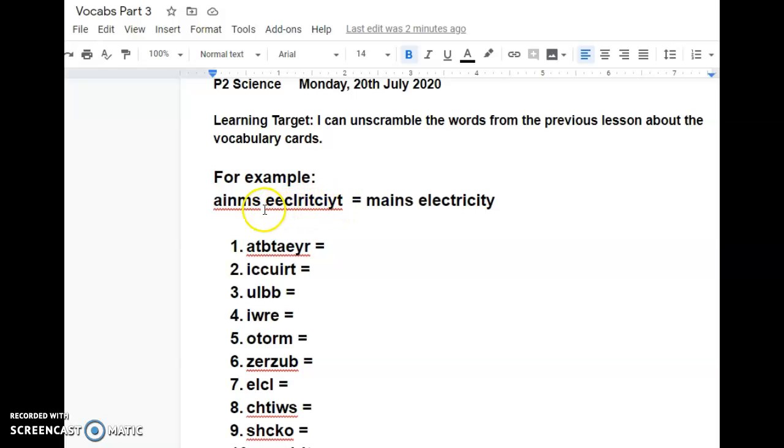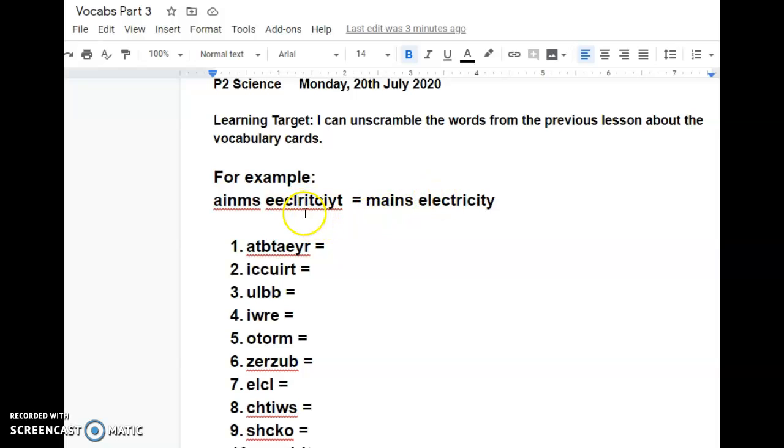AINNSEECLRITCIYT. If you arrange it like M, M, and then M, A, I, N, N, S, S. So this word gives us the word mains, right? And then this one is electricity, means electricity. So let's say solve this one.